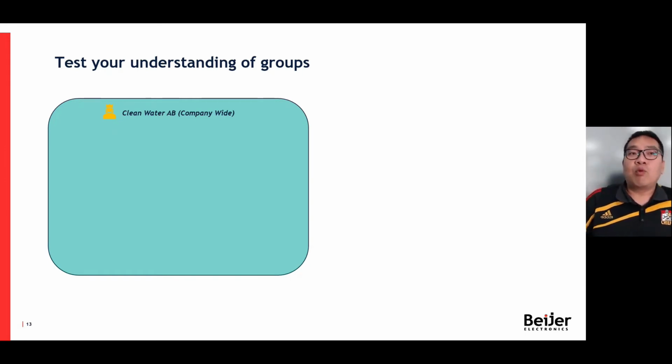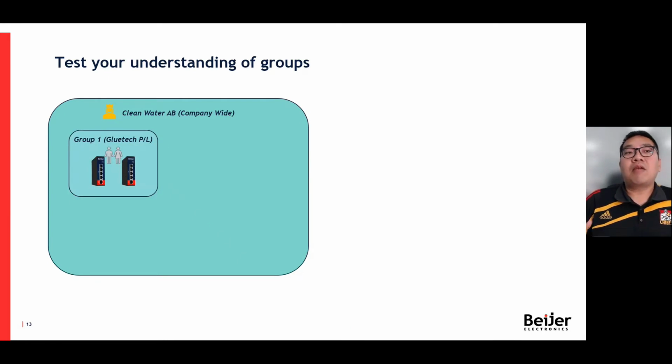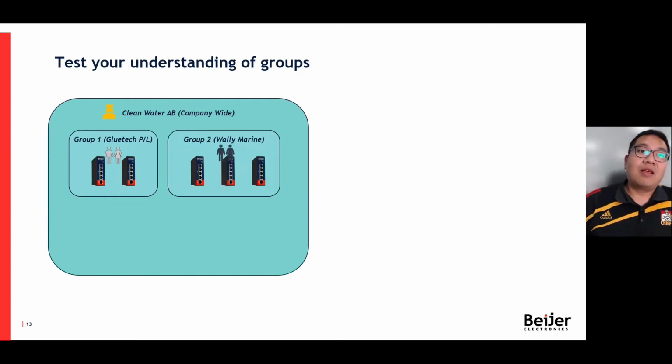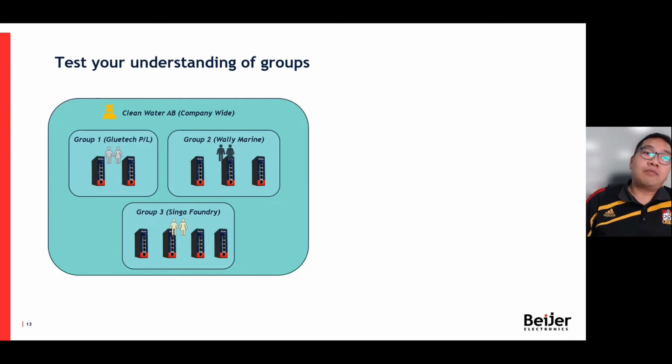So within this Clean Water AB, you have a top level user. We'll talk more about that later. And then we have the first group, which is the first customer that they have, called GluTech Private Limited. Next, they have another customer called Wally Marine. Wally Marine has 3 routers. GluTech has 2 routers. And then group 3, the third group that they have, is called Singa Foundry itself.